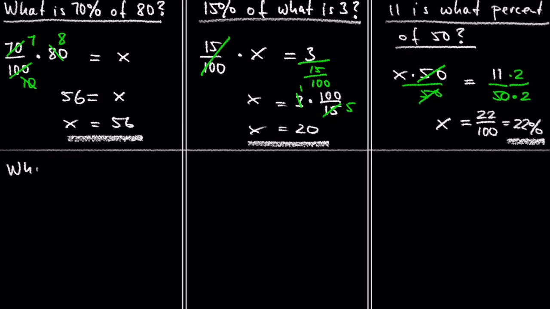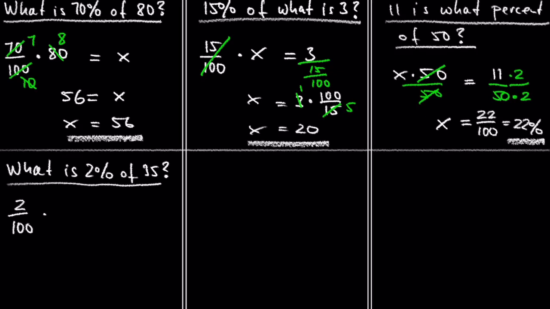What is 2% of 35? Two percent of 35 is equivalent to 2 over 100 multiplied by 35. 2 divided by 2 is 1, and 100 divided by 2 is 50. 35 divided by 5 is 7, and 50 divided by 5 is 10. So we get 7 over 10.